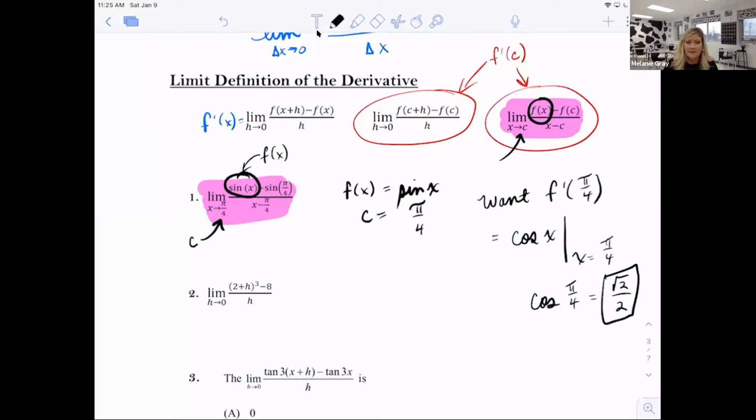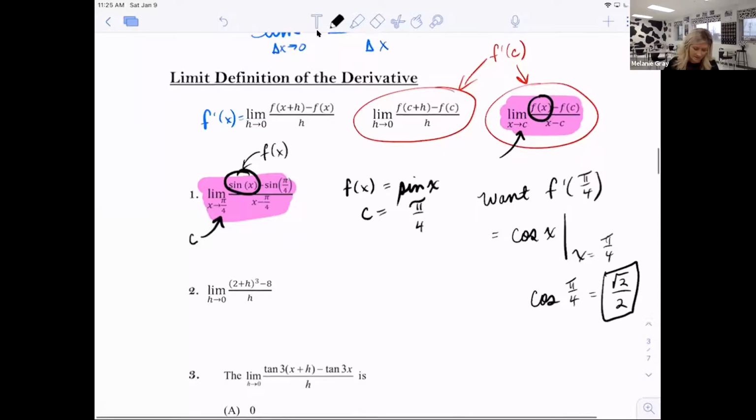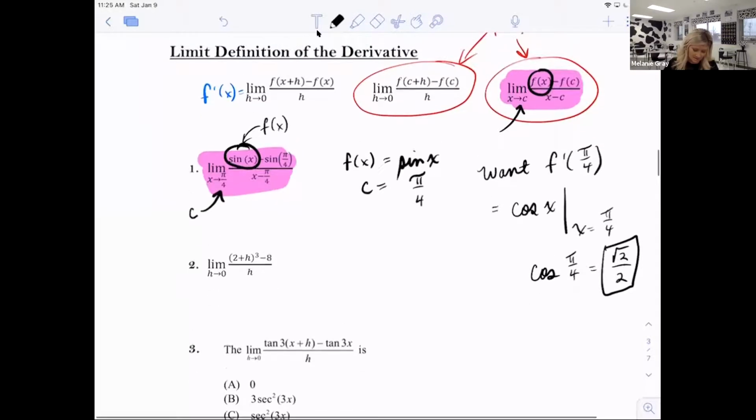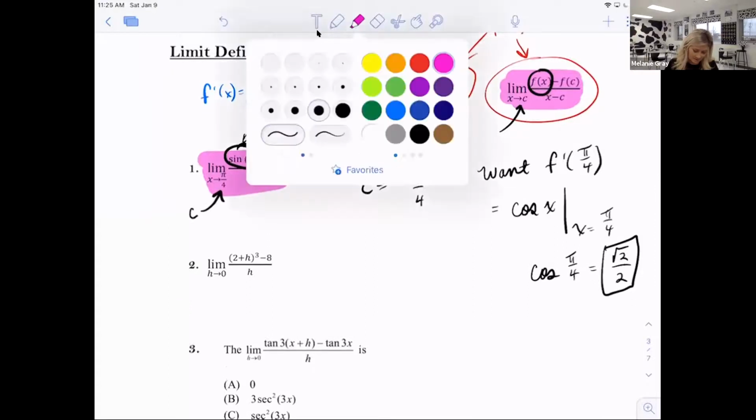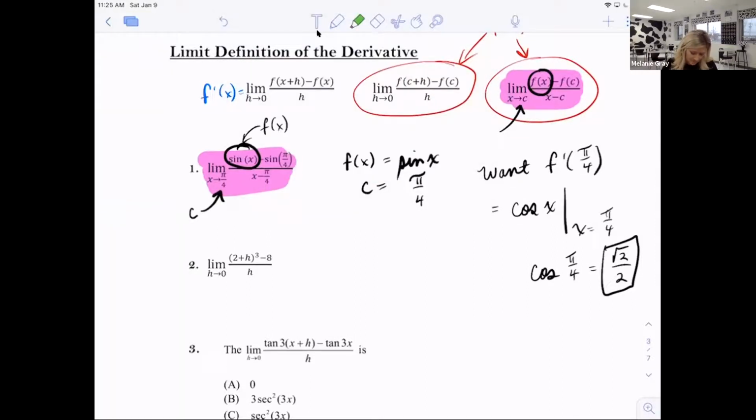All right, now if you'll look at number 2 with me, I think number 2 is a little bit harder to see than examples 1 and 3. But if you look closely at example 2, you can see that this function or this limit has an h in the denominator, a single term in the denominator, a variable. So looking at the 3 versions, I know it's going to be either version 1 or version 2 here.